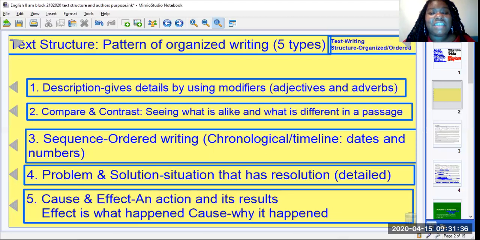When we get to the details and when we get to the what happened, we are getting to the actions that led up to the fight. So that's where the cause and effect comes in. I really hope that makes sense.